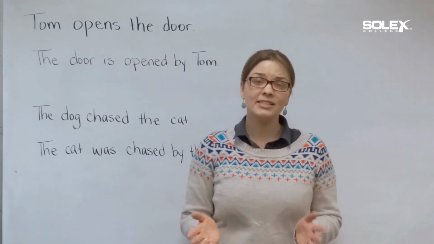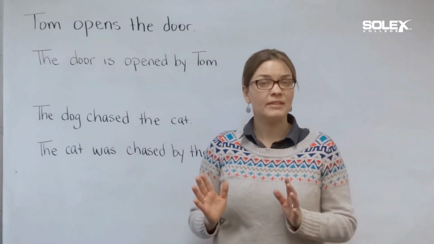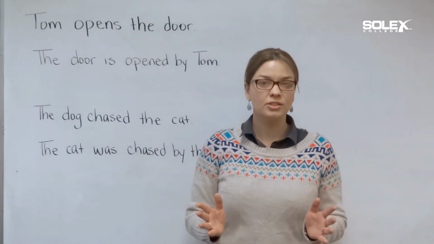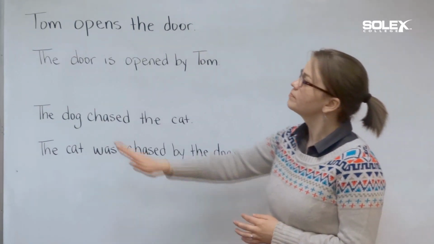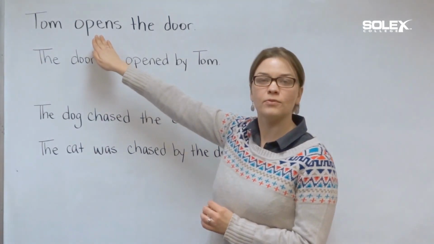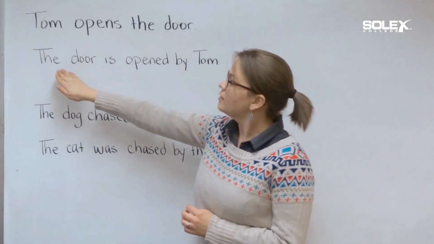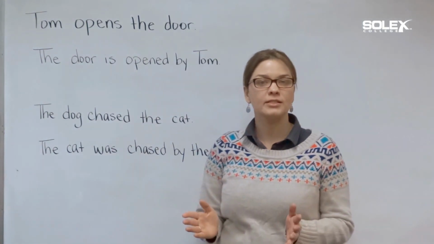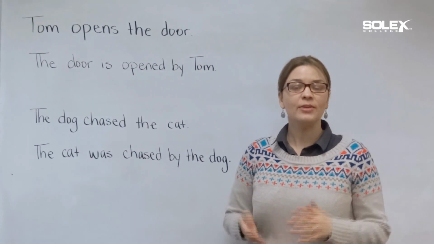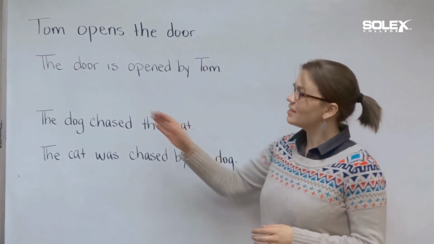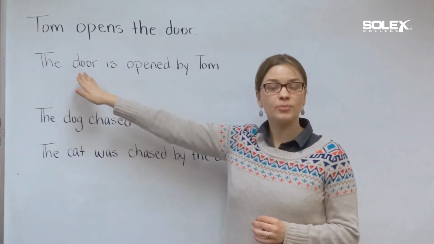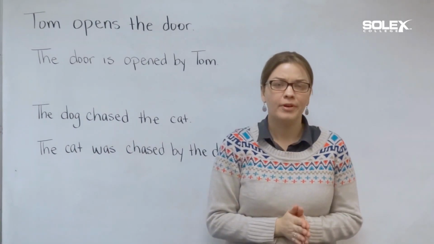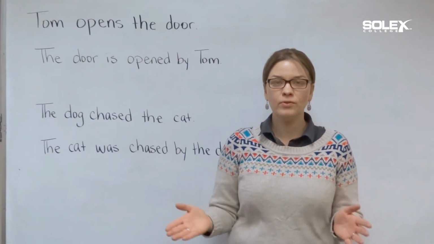However, in the passive voice, the order of the sentence and our focus of the sentence has changed. For example, this sentence in the active voice becomes the door is opened by Tom in the passive voice. In the passive voice, the subject of the sentence is the person or thing receiving the action. So, how do we make the passive voice?